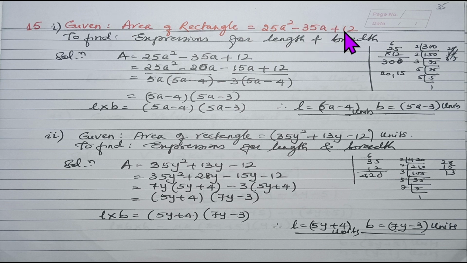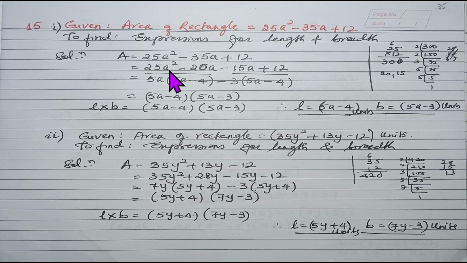Now coming to the 15th example, we have been given the area of a rectangle as 25a square minus 35a plus 12. Now we have to find the expressions which give us length and breadth. To find the expressions, we have to carry out the factorization of this and find the two factors. One factor will be the length, the other factor will be the breadth. So the area is given as 25a square minus 35a plus 12.